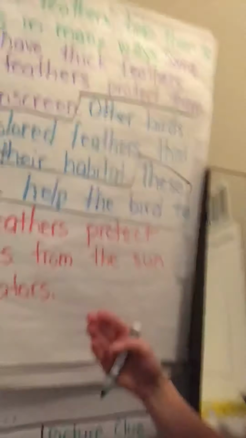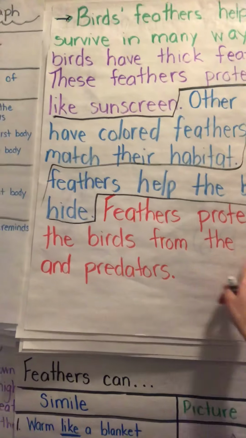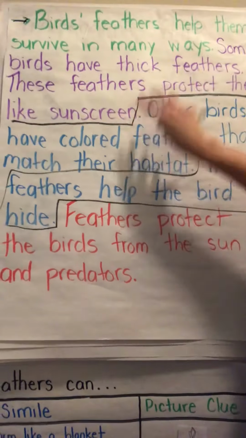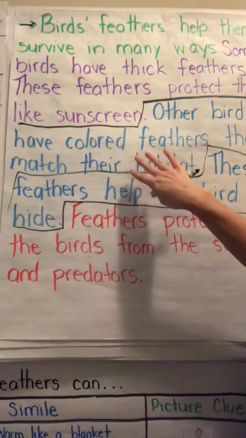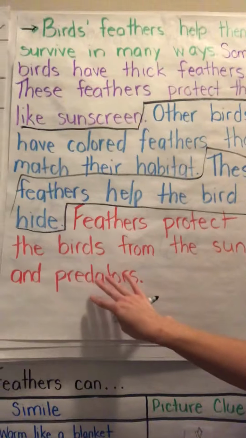So let's see what our conclusion says. Feathers protect the birds from the sun and predators. So we wrapped up by talking about how feathers protect them from the sun and help them from the predators. We put that together in one sentence to let the reader know that's what we were talking about. You did an awesome job.